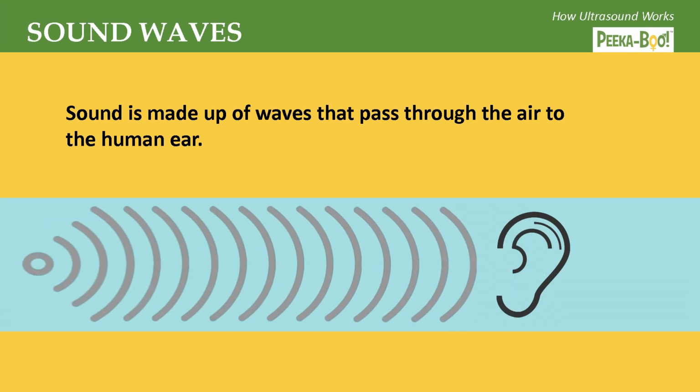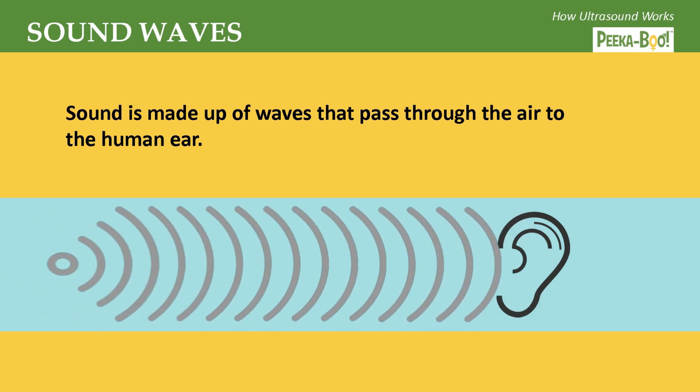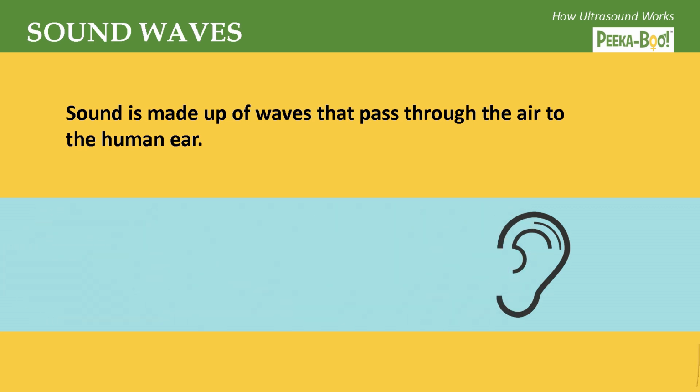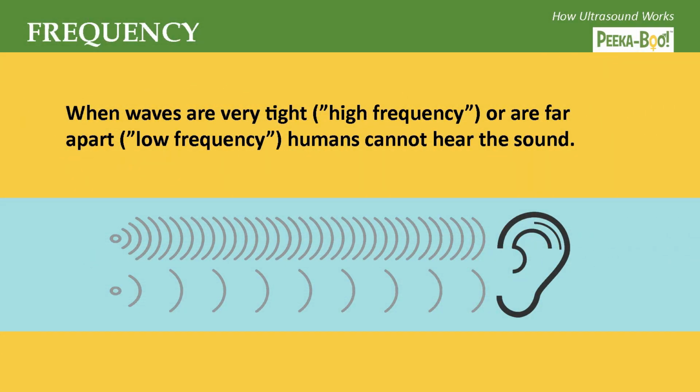Sound is simply a series of vibrations or waves that travel through the air and can be heard once they reach the ear. When these waves are very tight, meaning that they vibrate at high frequency, or are far apart, vibrating at low frequency, humans cannot hear the sound.